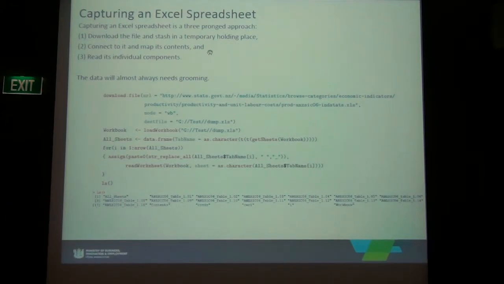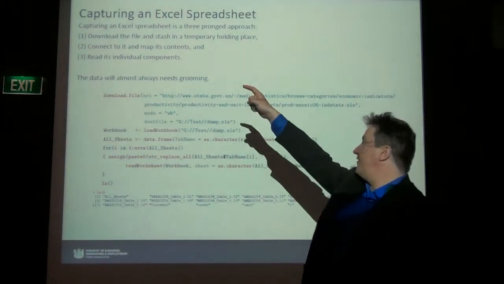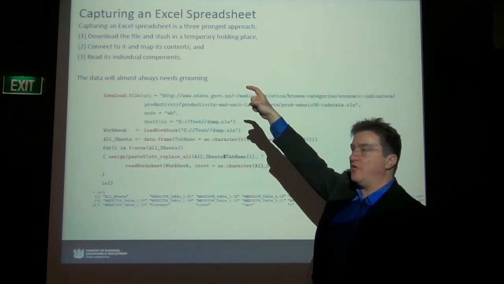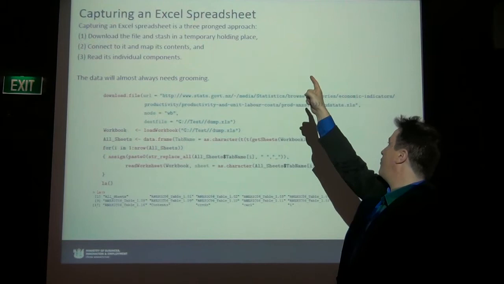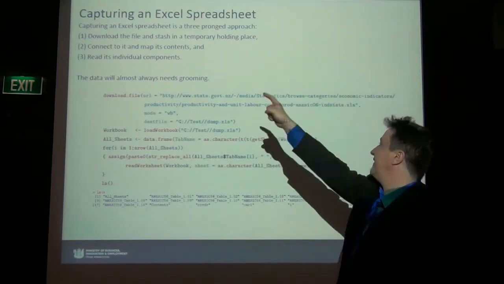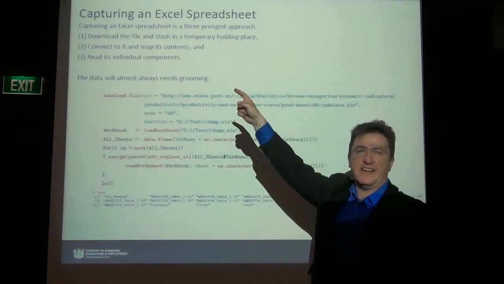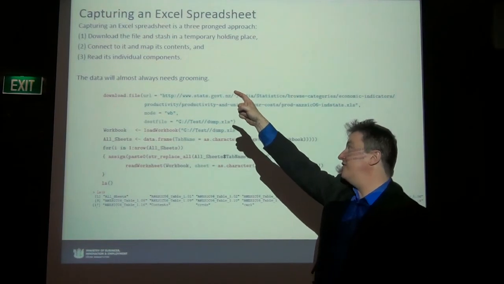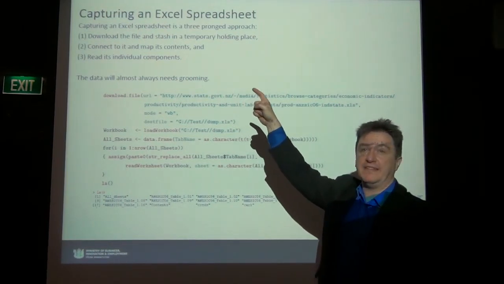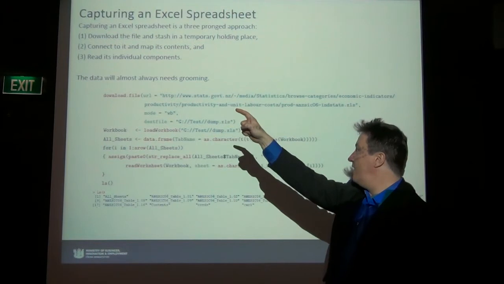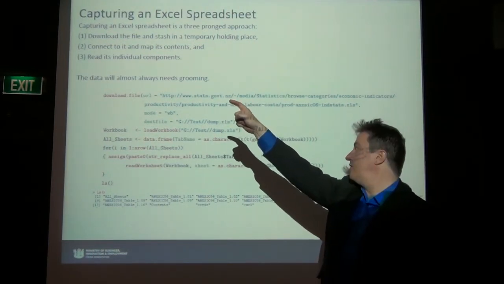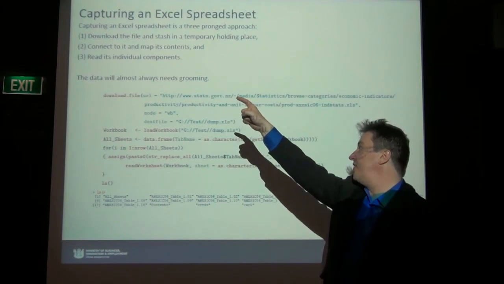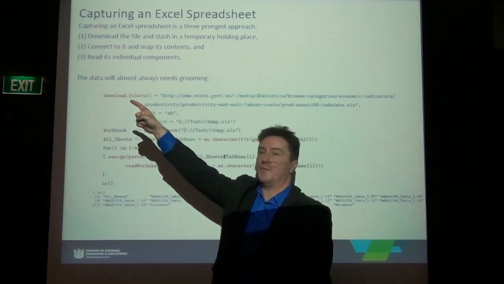Goes off, grabs that file, and then stores it in a temporary holding place. So this file, although they called it prod ANZIC 06 industry stats XLS, I'm just calling it a generic name of dump, and putting it in a common place, a fixed name in a common place. Because the next thing I'm going to do is use the functionality of Excel Connect to load that Excel spreadsheet into a workbook.